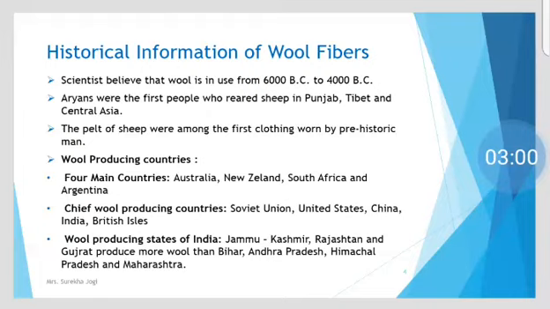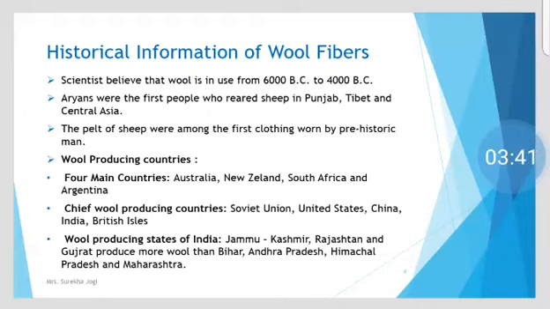Then wool producing countries. Many countries have sheep and produce wool, but 4 countries, mainly Australia, New Zealand, South Africa and Argentina, dominate the world trade in wool. Other chief wool producing countries are Soviet Union, United States, China, India and British Isles. In India, sheep is found in all states, but Jammu Kashmir, Rajasthan and Gujarat produce more wool than Bihar, Andhra Pradesh, Himachal Pradesh and Maharashtra. I hope you are understanding me.